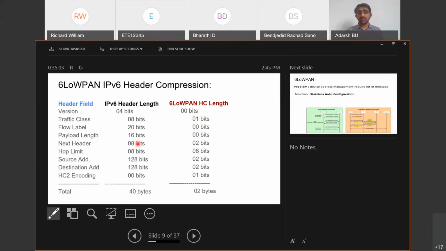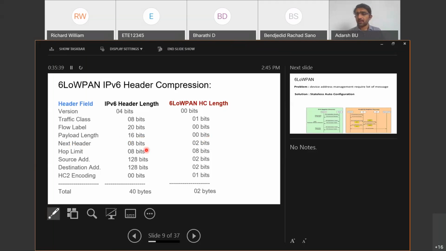And also the payload length. Okay, payload length you may think of 16 bits, it is required, but the same payload length information will be kept in the MAC header as well. So the receiving device can get to know about the payload length from the MAC header. So there's no requirement of keeping the payload length twice in a single packet. So why repeat the same information twice? That's the reason we are going to completely take off the payload length as well. So then we are going to save 16 bits here.